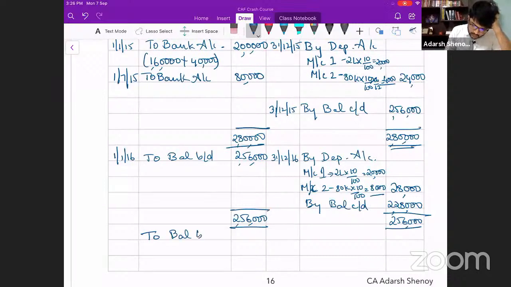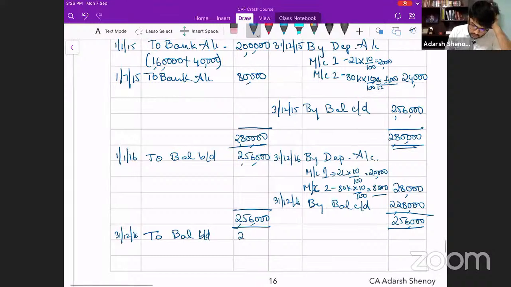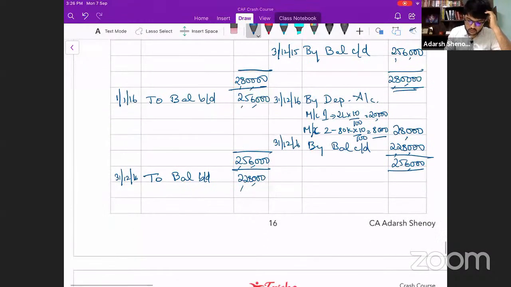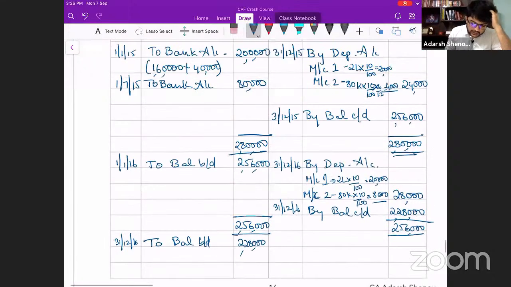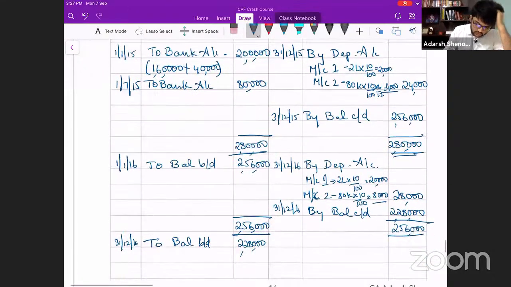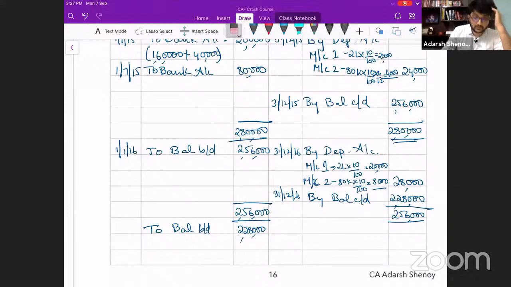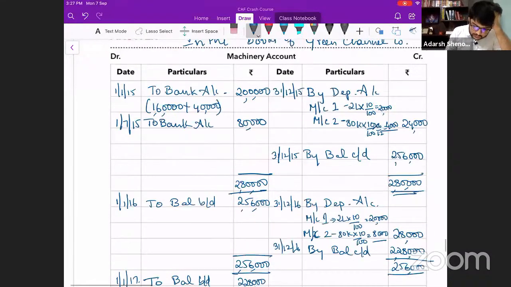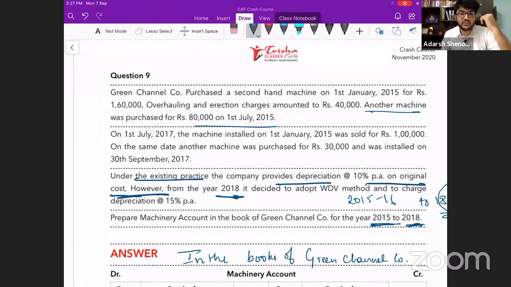So to balance brought down, this is on 1/1/2017, 2,28,000. Now, is there any transaction in this year? Sorry, this is not 31/12. This is 1/1/2017, right? Yes. Is there any transaction in this year? Yes, sir. There is some transaction in this year. What is that? We have sold.